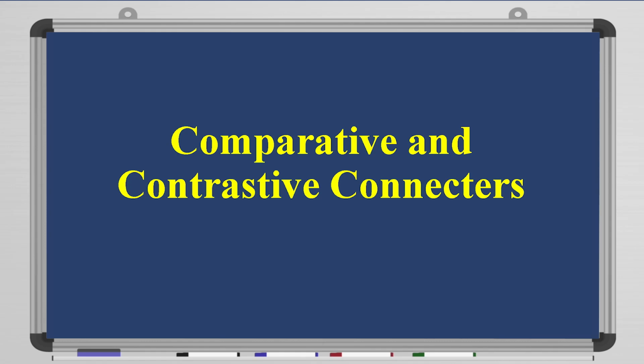Now that we've completed inversion, we're going to move to comparative and contrastive connectors. From the name, connectors, obviously it means that you're trying to connect two things. Why? To compare and contrast. Very simple. It's in the name. What are examples of comparative connectors? Before I give you the examples, let me tell you why we use them.